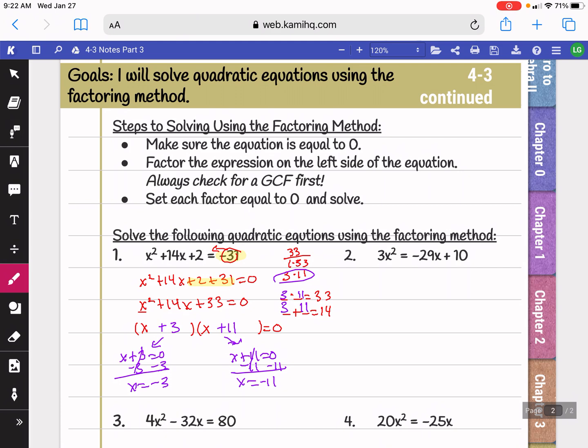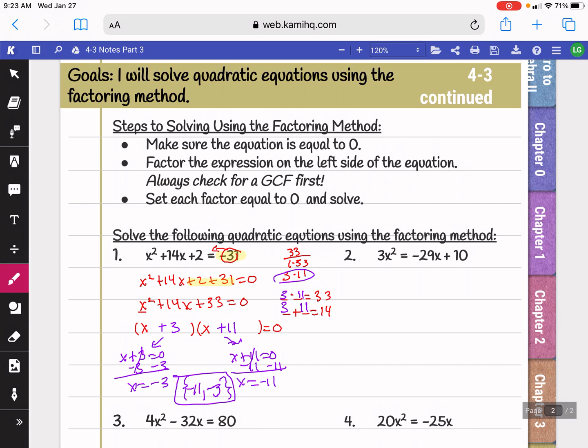If we were to have used the graphing method, these would be the x-intercepts, or the zeros on the graph. I'm just going to write my final answer in a solution set. So if you write in a solution set, you just put those answers together. So here, x would be either negative 3 or negative 11. I like to go from lowest to highest, so negative 11 and negative 3. As long as you have those two answers somewhere, your solutions are correct.